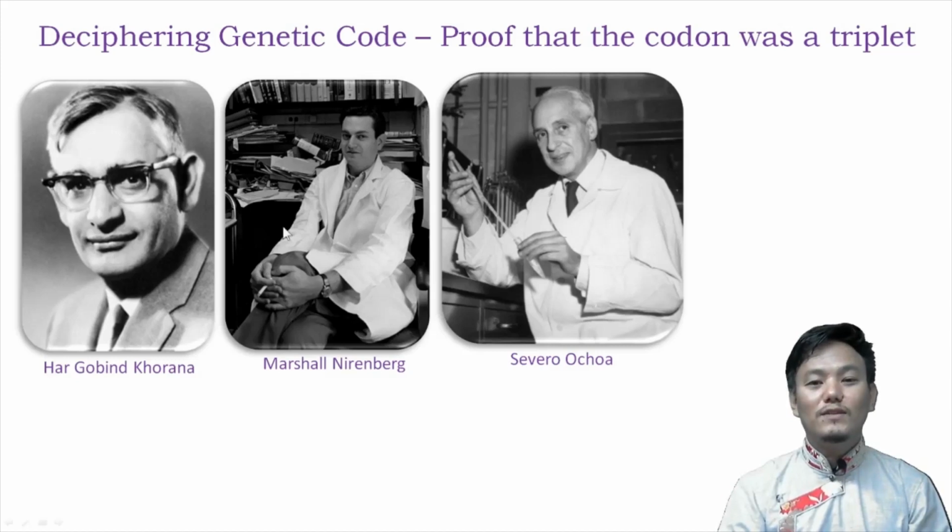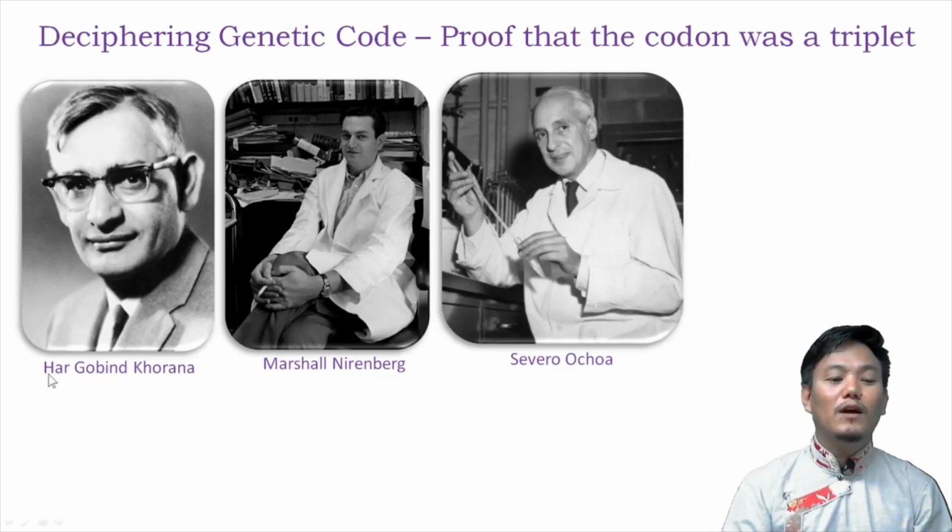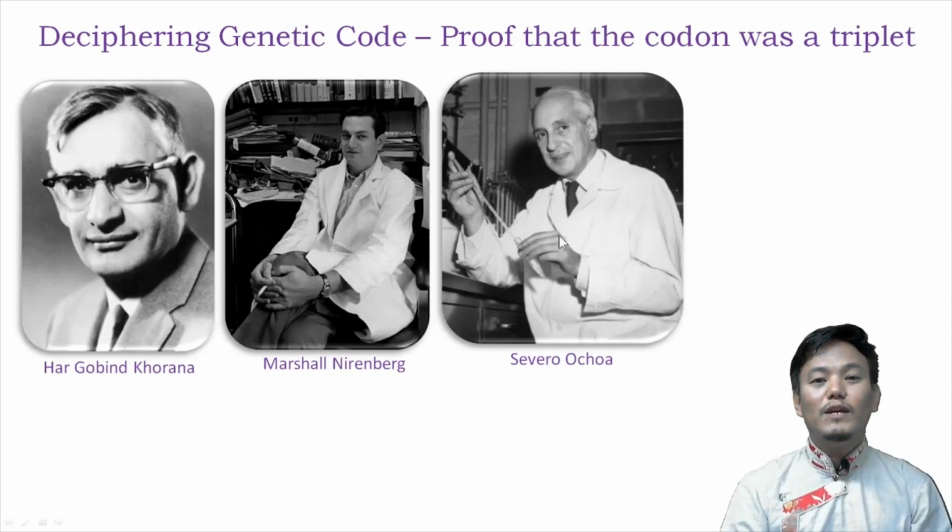So these are the scientists here: Hargobind Khurana, Marshall Nirenberg, Severo Ochoa. All of them are Nobel laureates. So they came together and provided proof of the codon being a triplet. Right? So let's look at their work, what they did.